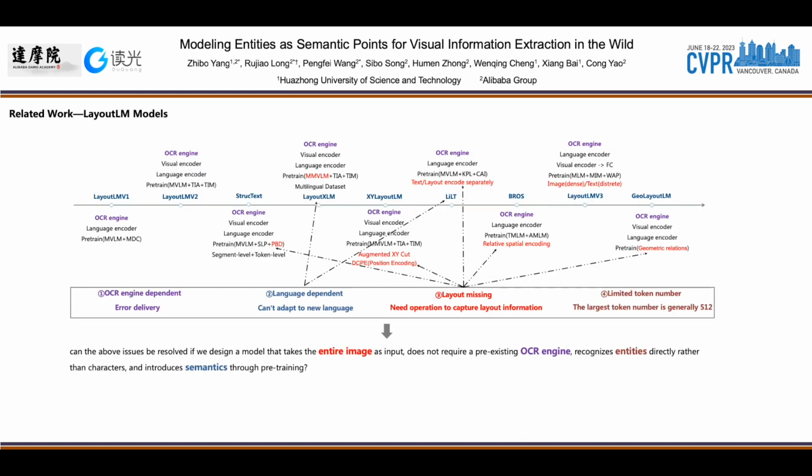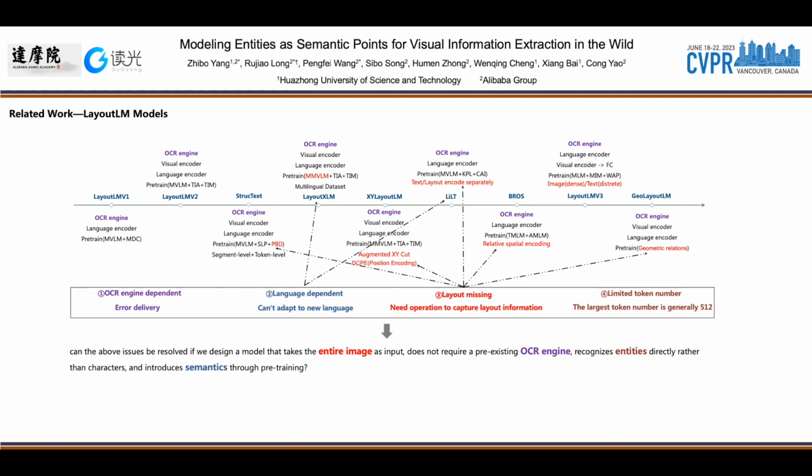The LayoutLM sequence method has become a mainstream approach for the VIE task, but there are four common problems. First, all these methods rely on an OCR engine, which would lead to error propagation. Second, language-based models can't adapt to new languages which do not appear in the training set. Third, due to missing layout information, models need complex operations to capture it. Last, all these methods limit the token number to a certain value.